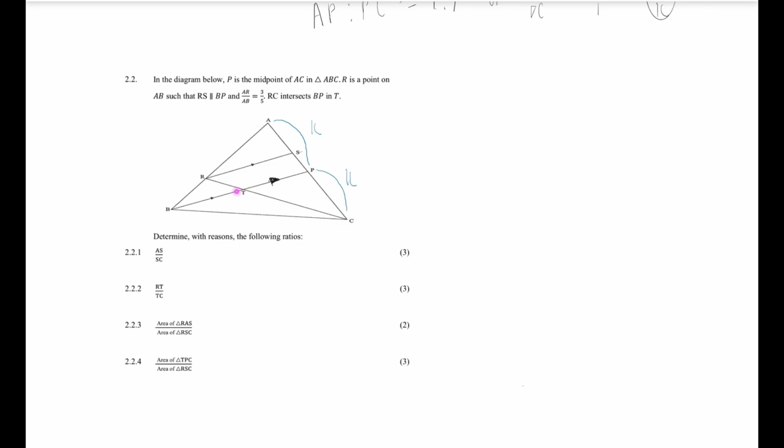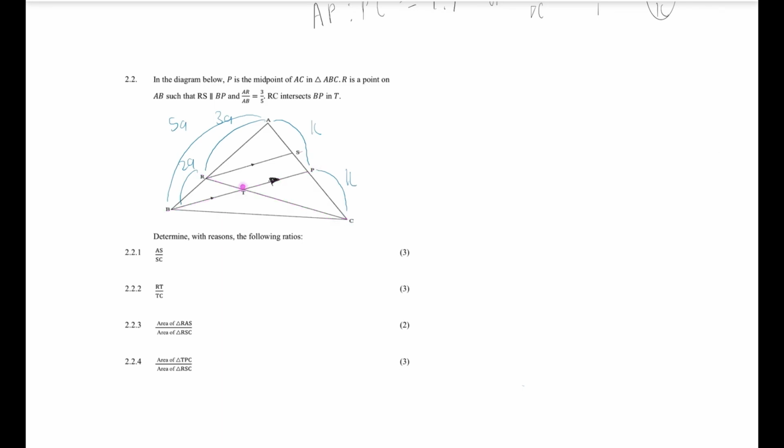And then they gave us AR over the whole of AB. So we know that AR, I'm going to use the variable A now. So I'm just going to say 3A, and then my AB is going to be 5A, which means that here I'm supposed to have 2A, right? Because 2A plus 3A is 5A. And then we are told that RC intersects BP in T.